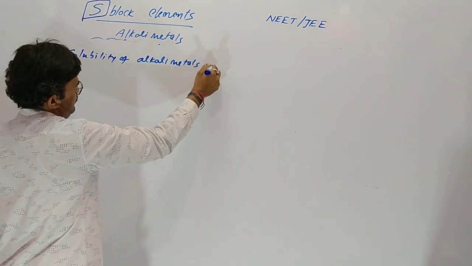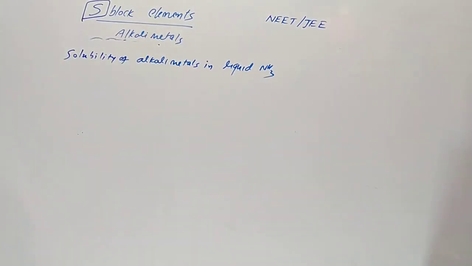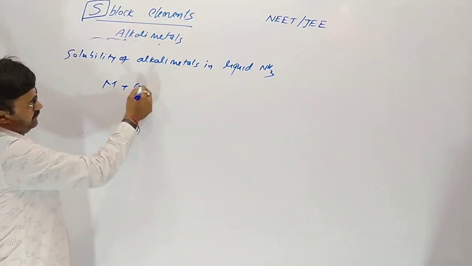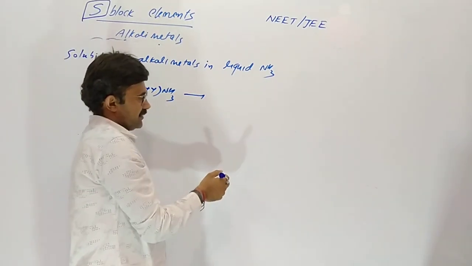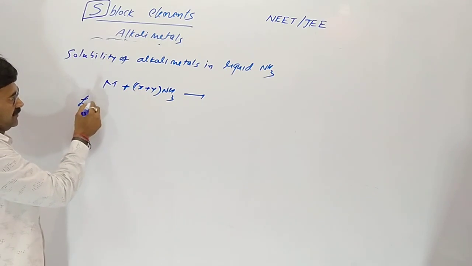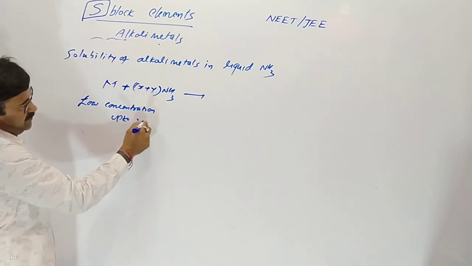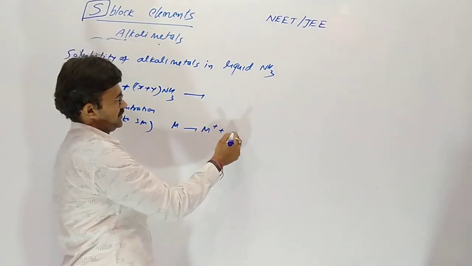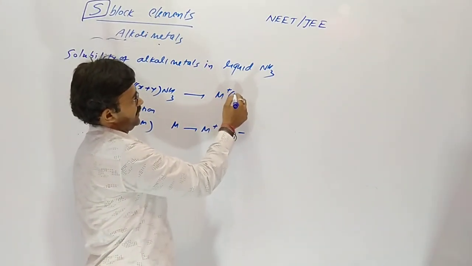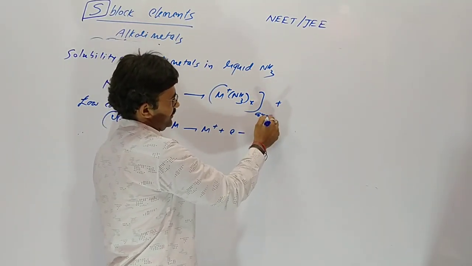In liquid ammonia, when we take any metal and dissolve it into ammonia, it appears colorful blue at a low concentration, up to 3 molarity. The metal gives M plus and n electrons. So M plus ion combines with ammonia; this is called an ammoniated solution.